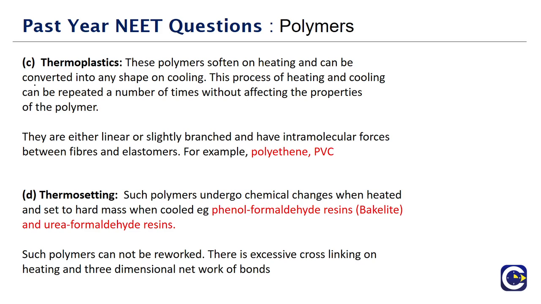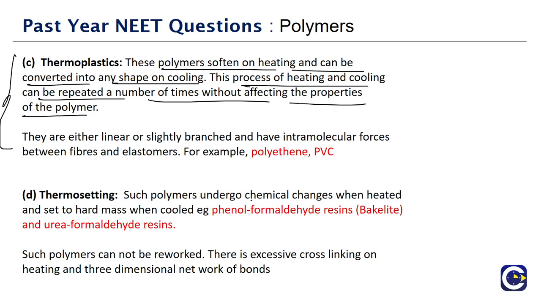Next we have the other two categories, thermoplastics. Thermoplastics are what? They get softened on heating. Once they get softened, we can mold them into whatever shape we want. Okay, and this is heating and cooling, right? We heat it, we can mold it, and then once it is cooled, it will have a different shape. The heating and cooling can be repeated any number of times without affecting the polymer properties. So that is what gives rise to the ability of recycling.